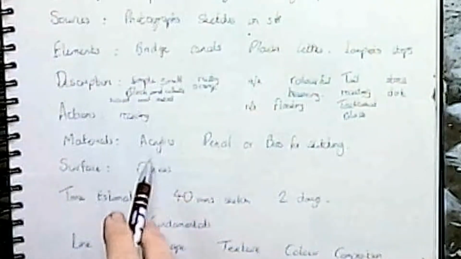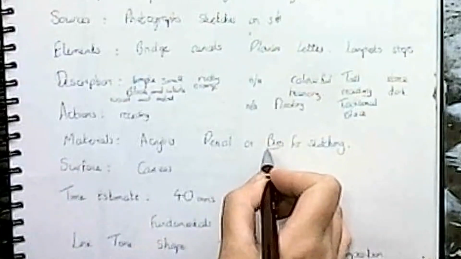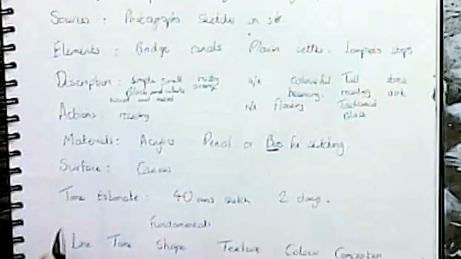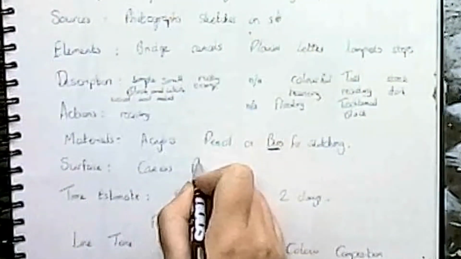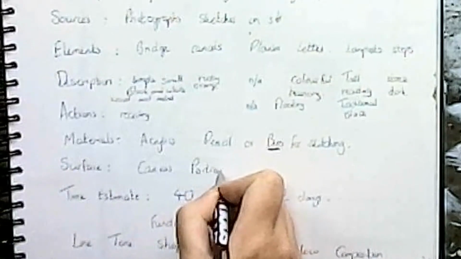Materials, acrylics. Yes, I'm going to still use acrylics. I'm just going to underline the biro that I used for sketching. Surface, canvas. Whilst I was doing it, I did decide that I'm going to use a portrait canvas. And it's going to be 61 by 51 centimetres. Time estimate, a couple of days, that's fine. And now I've done the sketching, now I've got the photographs, I've filled in the planning sheet, I know exactly where I'm going with the painting now. The fundamentals. Line, I'm going to say 3 on this one.